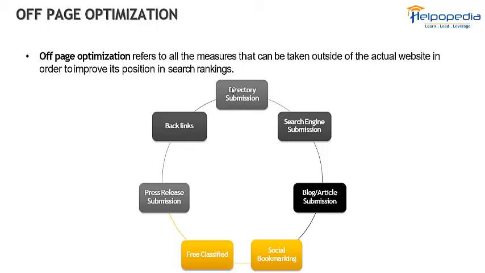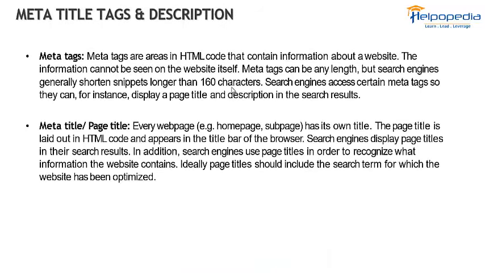So that is the reason off-page optimization is the most powerful weapon in digital marketing, with which you can make your content viral. So that is off-page optimization.